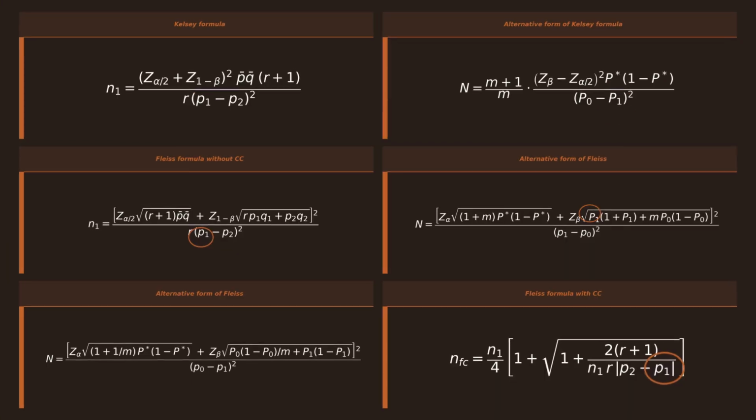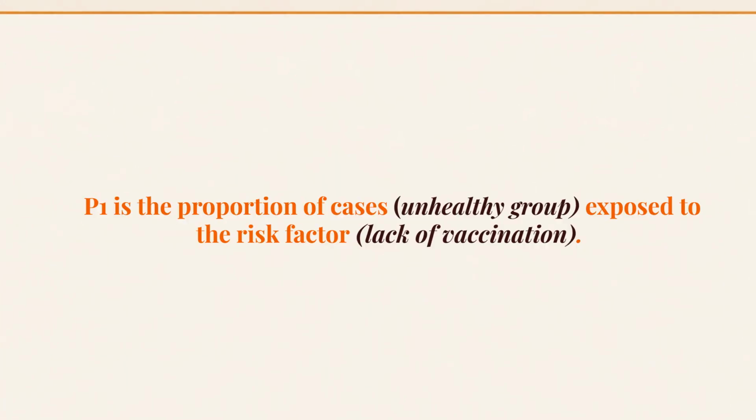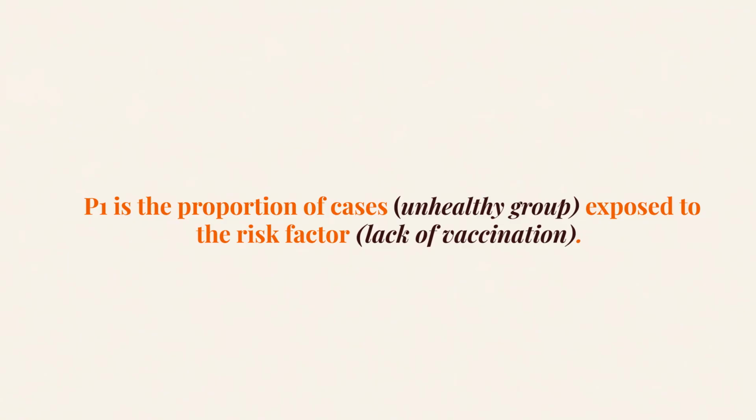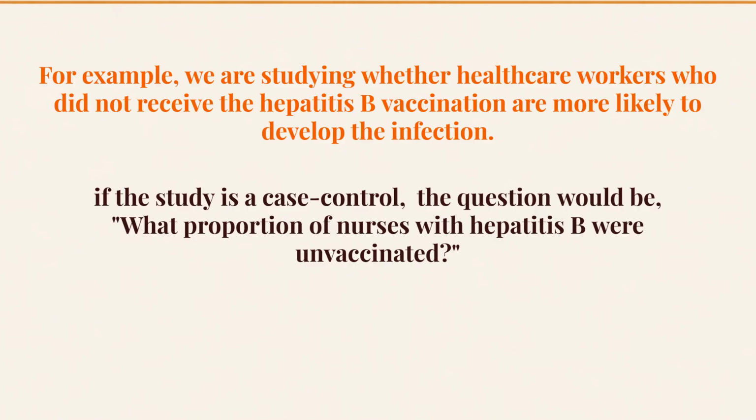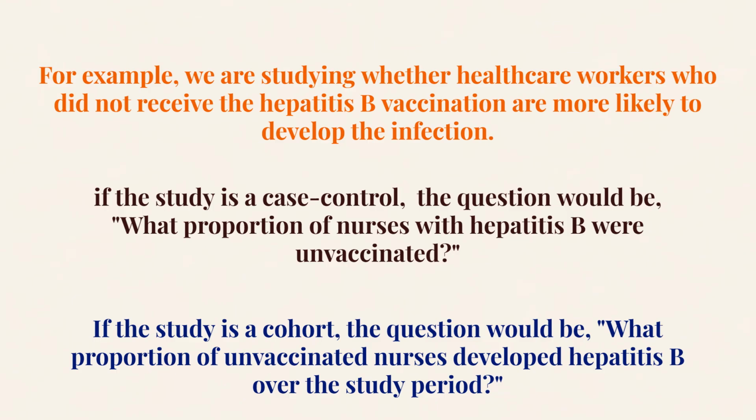Now, the next variable is the P1. The P1 is simply the expected proportion of cases or exposed group, depending on your type of study, whether it is a case control or a cohort study. So let's apply this to our hepatitis B example. If a study is a case control, the question will be: what proportion of nurses with hepatitis B were unvaccinated? And for a cohort study, the question would be: what proportion of unvaccinated nurses developed hepatitis B during the study period? You get this value from a previously published paper similar to yours.